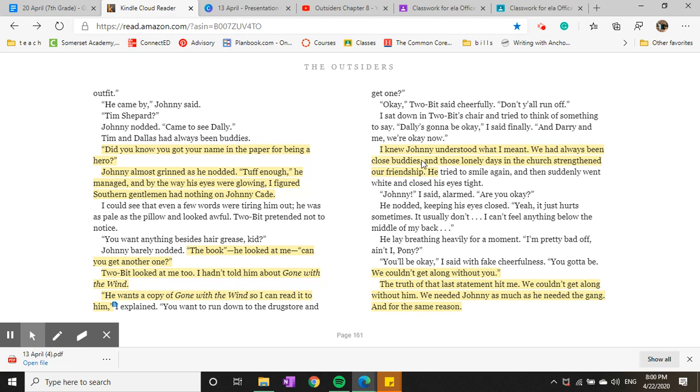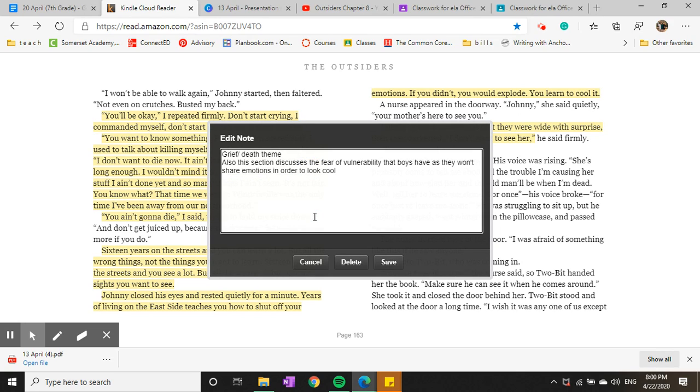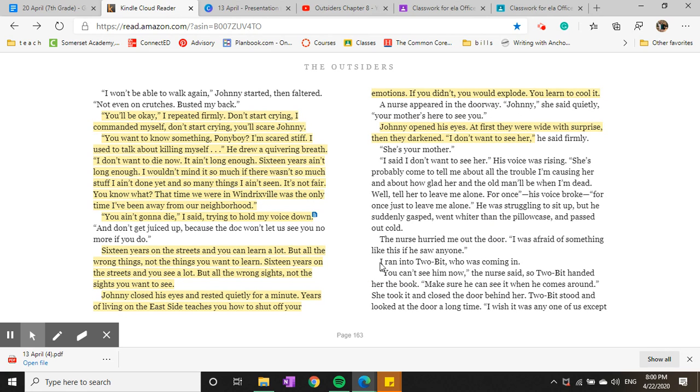This kind of talks about extending what we're talking about here. This is also an interesting thought because it's repeated somewhere. I think we'll get there. Moving on to this huge little section is the grief and death theme. We're talking about theme still. It also talks about the fear of vulnerability that the boys have, because they don't share emotions in order to look cool. We've seen this several times now.